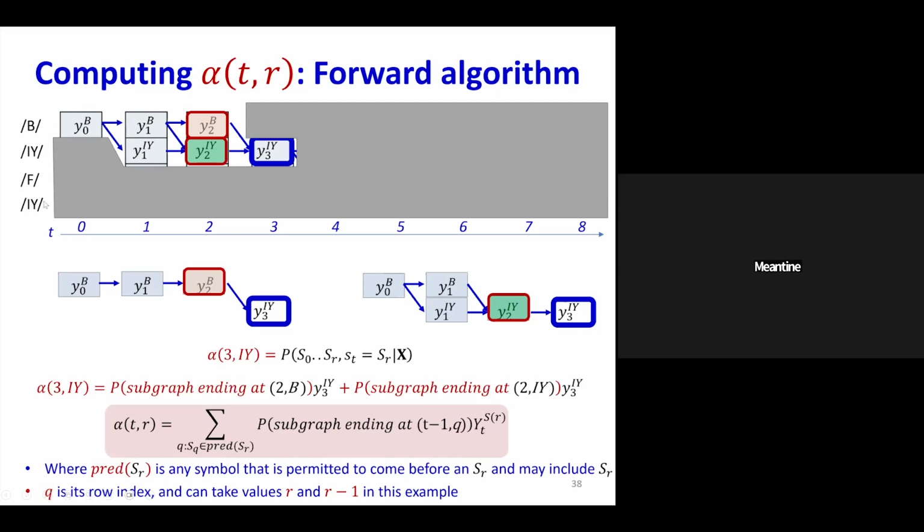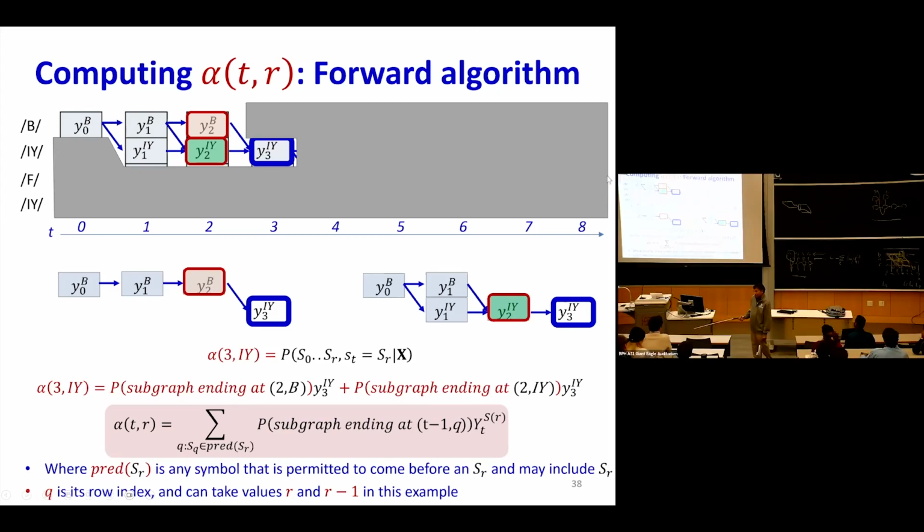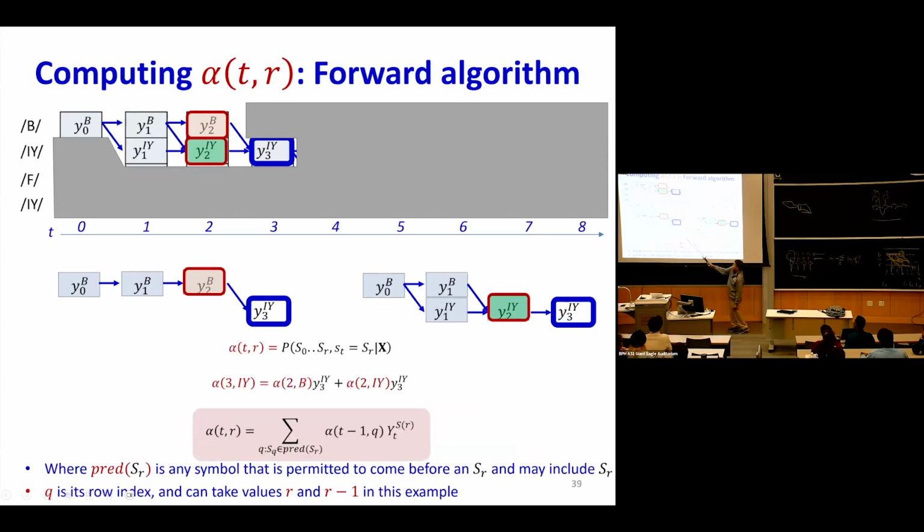Alpha to B. That's going to be just alpha 2b, right? Similarly, what is the total probability of all paths that end up at 2e? Alpha 2e, correct? And so this means that alpha 3e is going to be alpha 2b times y3e plus alpha 2e times y3e. That makes sense to you guys?